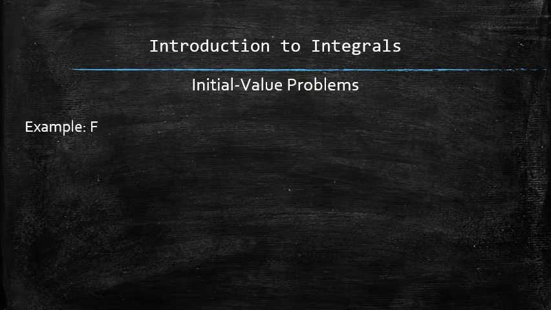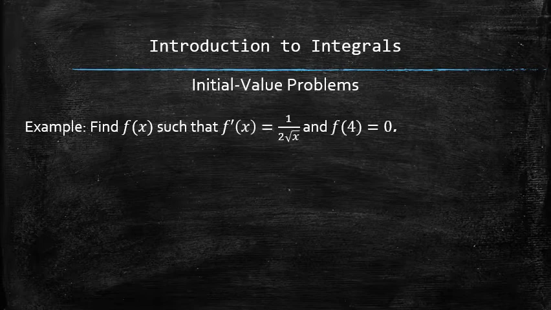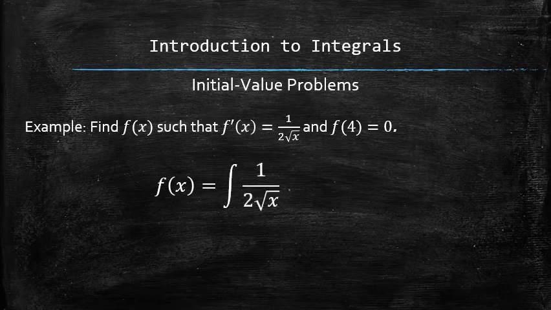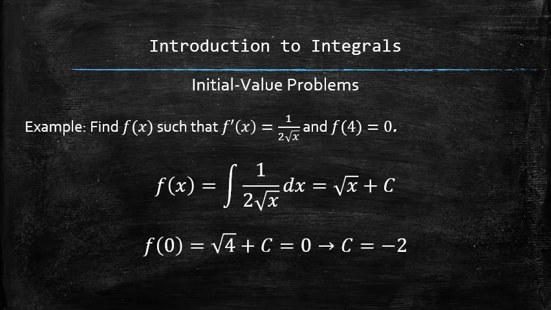For example, let's find a function whose derivative is 1 over 2 square root of x and the output at 4 is 0. We again first find all antiderivatives and then pick the value of C that makes the antiderivative satisfy the given condition. In this case, such value of C is -2. So the answer is square root of x function minus 2.